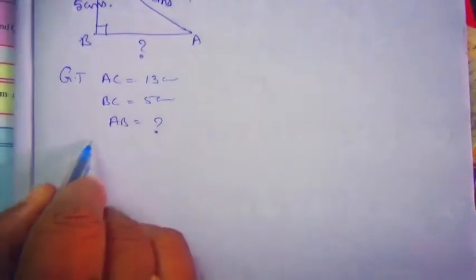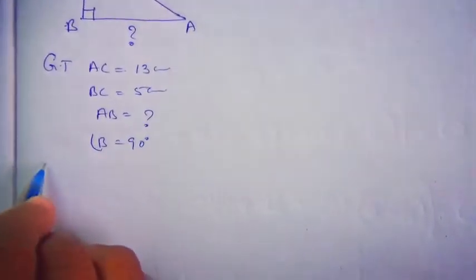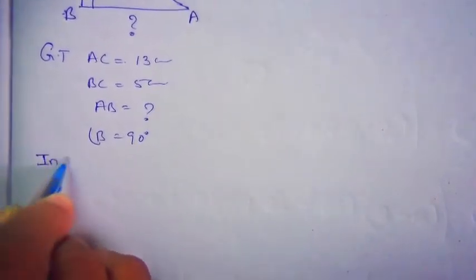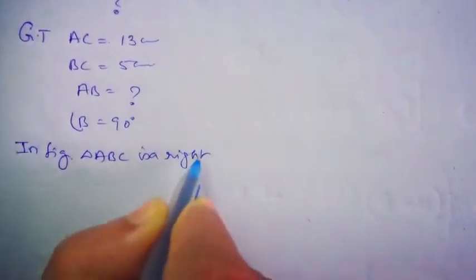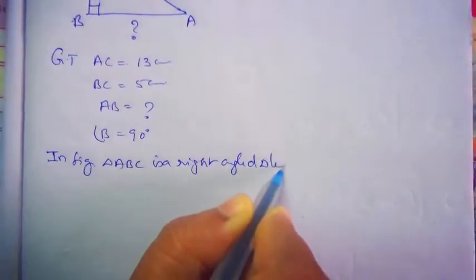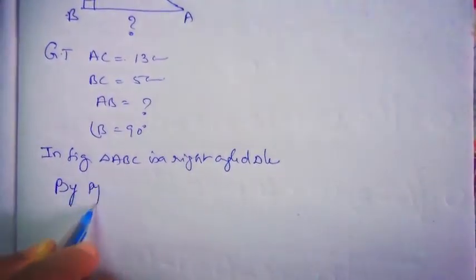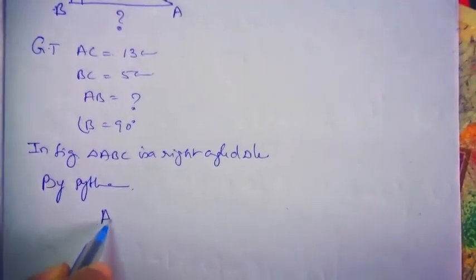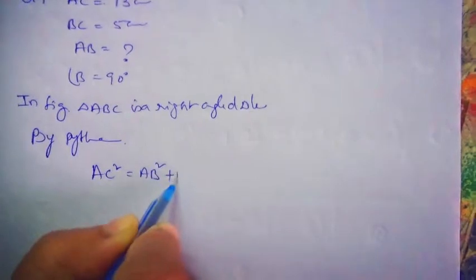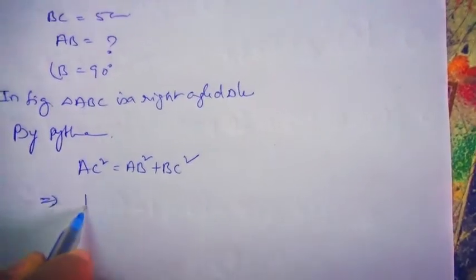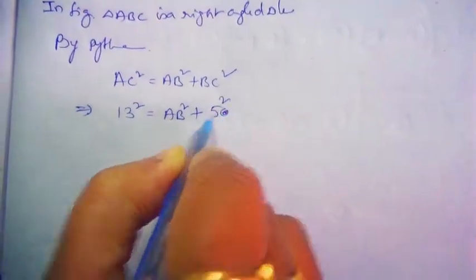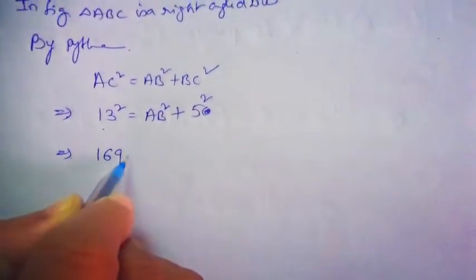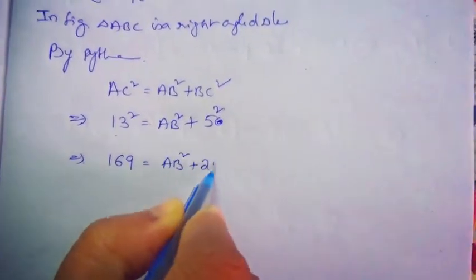Okay, here angle B is equal to 90 degrees. So in the figure, triangle ABC is a right angle triangle. So hence by Pythagoras theorem, we have AC square is equal to AB square plus BC square. That implies AC square, 13 square, is equal to AB square, we don't know, so just write the same, plus BC square is 5 square. Okay, that implies 13 square means 169, that is equal to AB square plus 25.